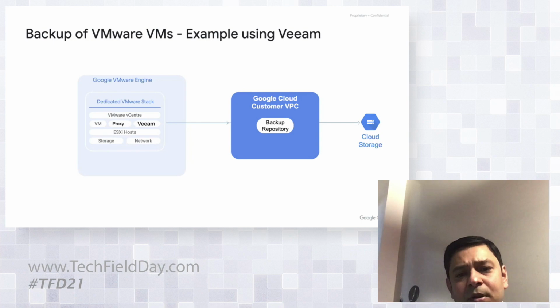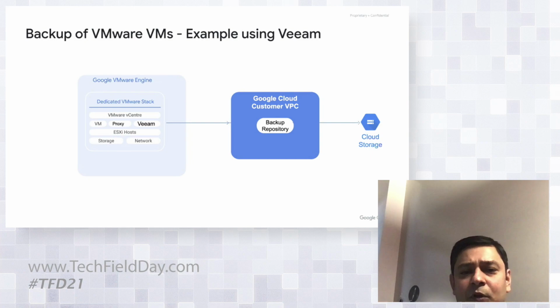And the secondary backup repository is running in a Google Cloud customer VPC. And this secondary backup repository has larger capacity and is storing data for the last 30 days or 90 days, depending on the customer's backup policy. And for longer term retention, this backup solution is using cloud storage. So the older backups are stored in cloud storage, phased out to different storage profiles over time to optimize cost.